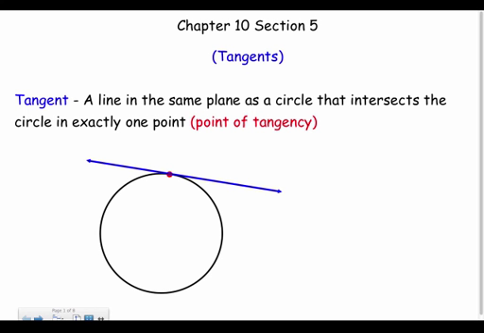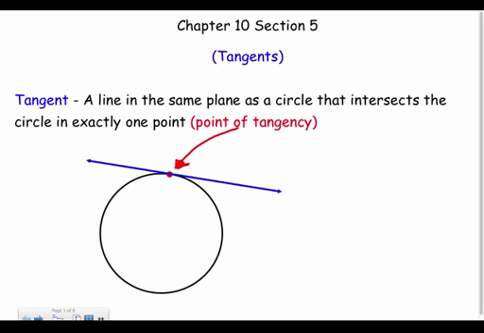Tangent lines. A tangent line for a circle is a line in the same plane as the circle, but it intersects the circle in exactly one point. Before, we had chords, and a chord intersected the circle in 2 points. A tangent line intersects in exactly 1 point, and we call that the point of tangency.